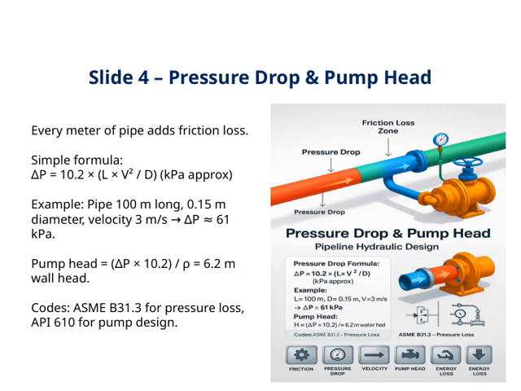Now, to find the pump head, which is essentially how high the pump can lift the fluid against this pressure, we use the formula. Pump head equals the pressure drop times 10.2 divided by the fluid density.